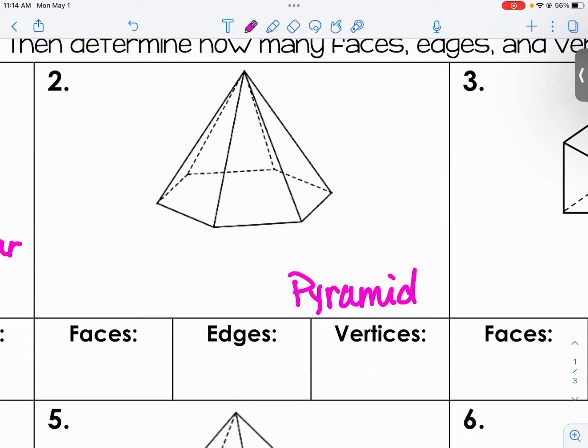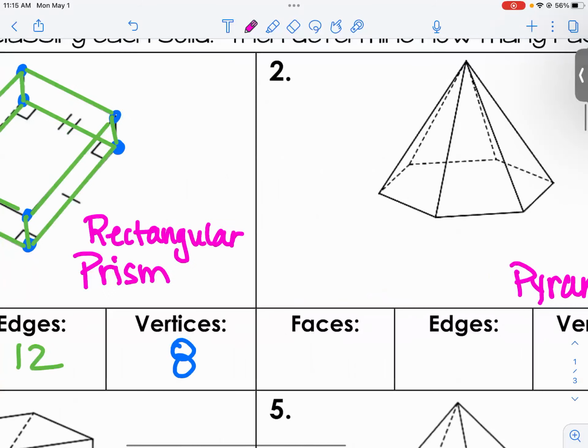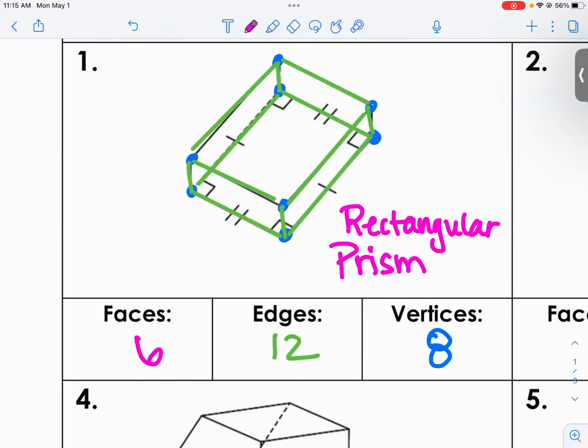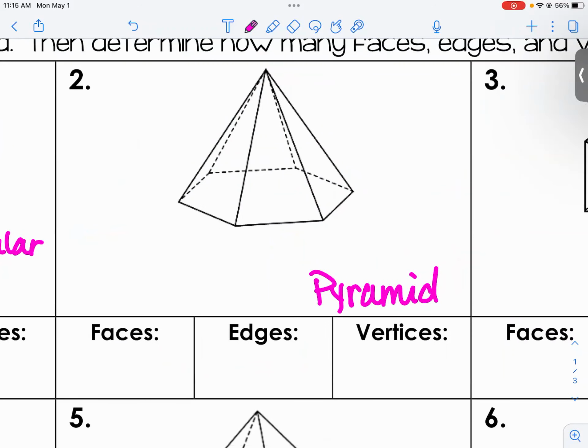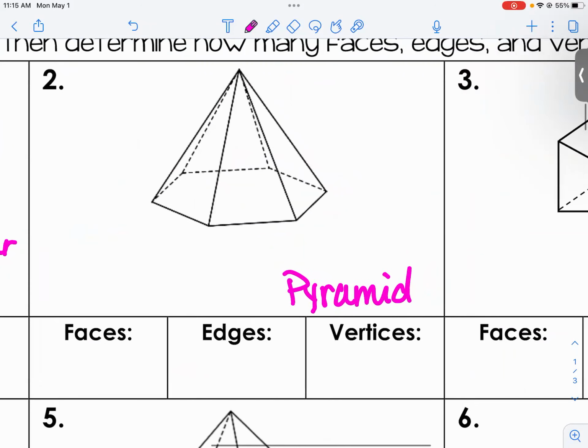I like how Brady said this with the help of Jada. This is a pyramid because there's only 1 base. Notice how there's 2 rectangular bases here, where here there's just 1 hexagon for a base. So this base has 6 sides, right? So we have 6 edges.